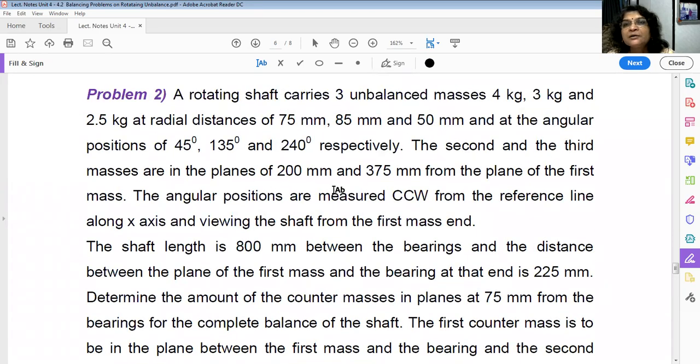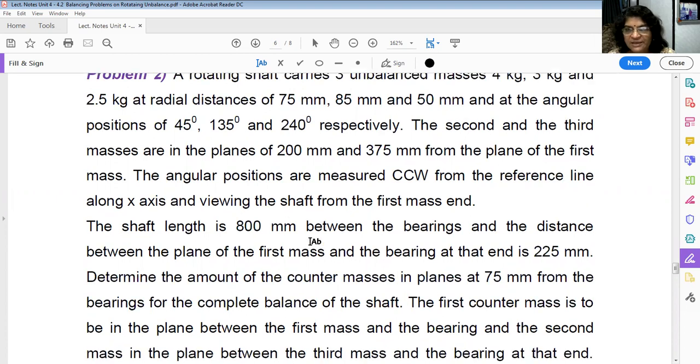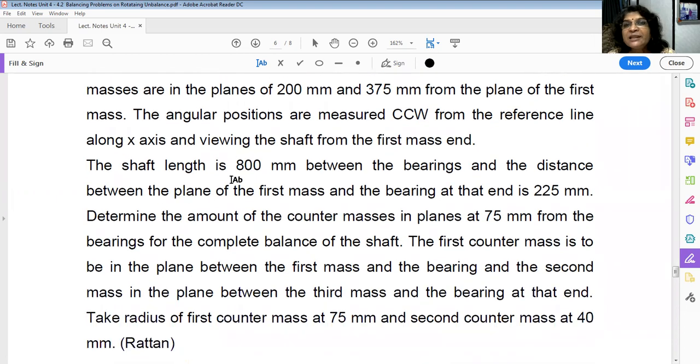Then the distances are given. Then the angular positions are measured counterclockwise from the reference line along the x-axis, viewing the shaft from the first mass. Okay. Then the shaft length is 800 mm between the bearings, and the distance between the plane of the first mass and the bearing at that end is 225 mm.